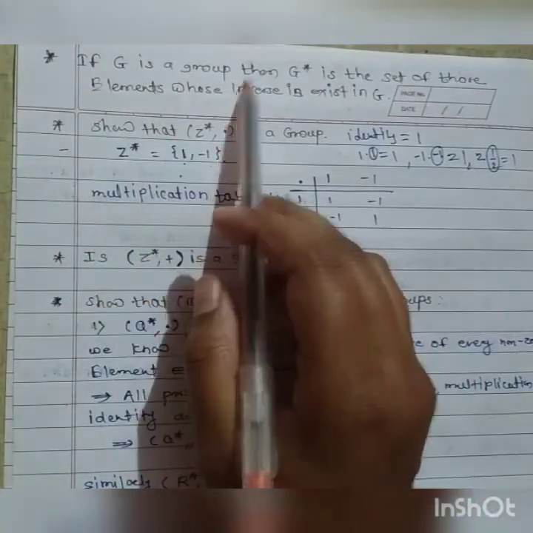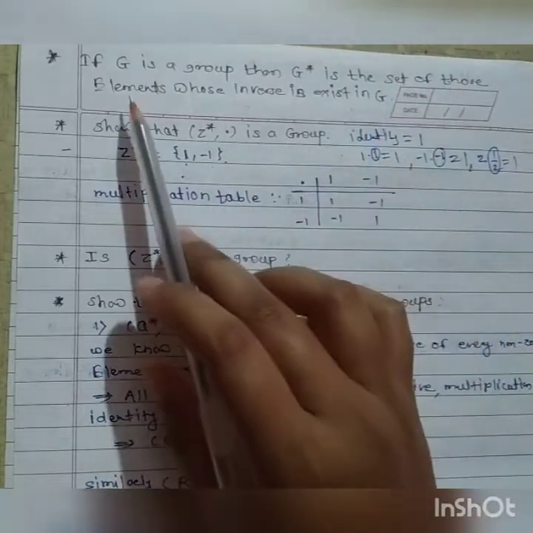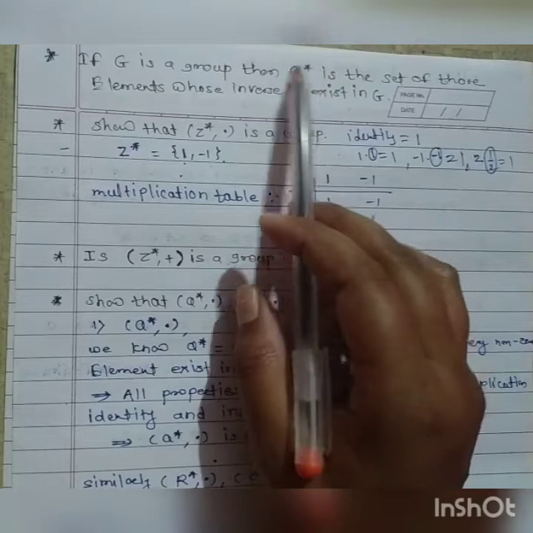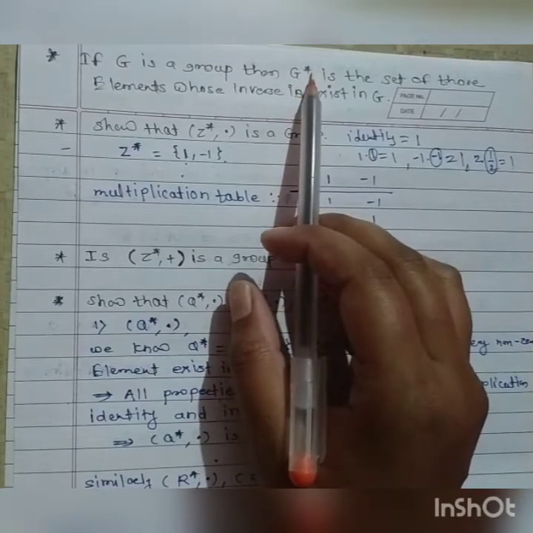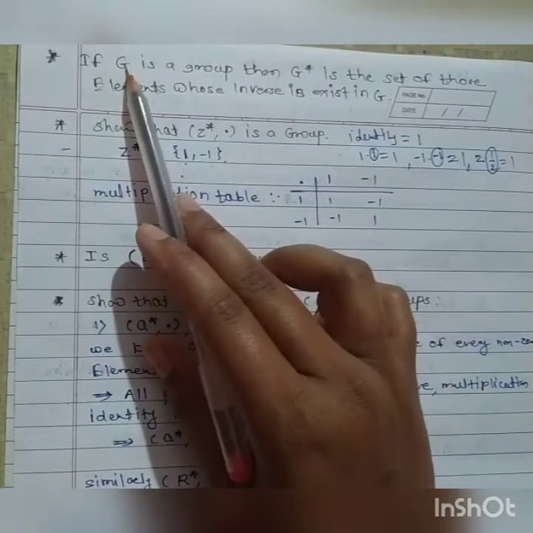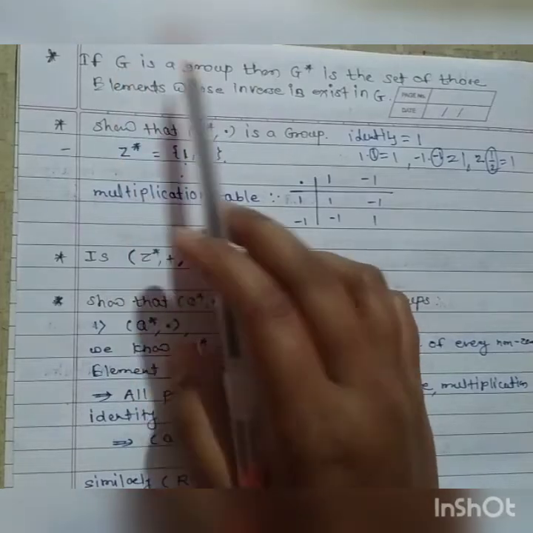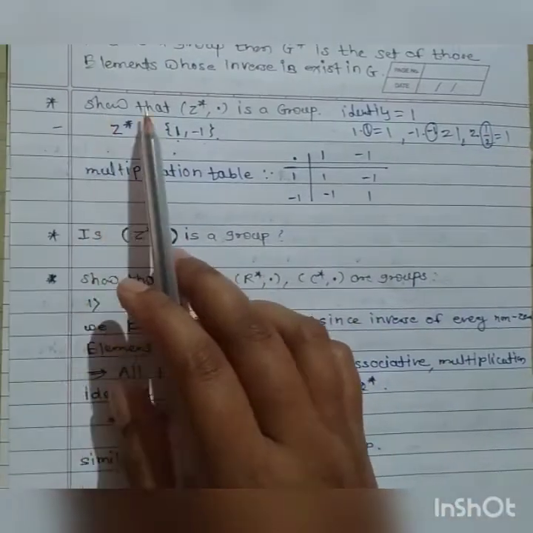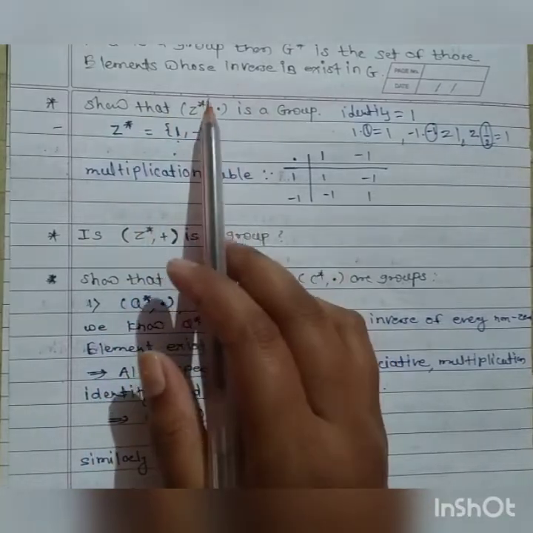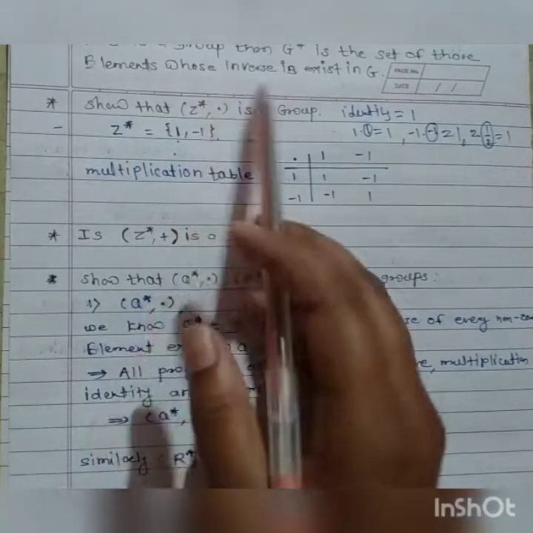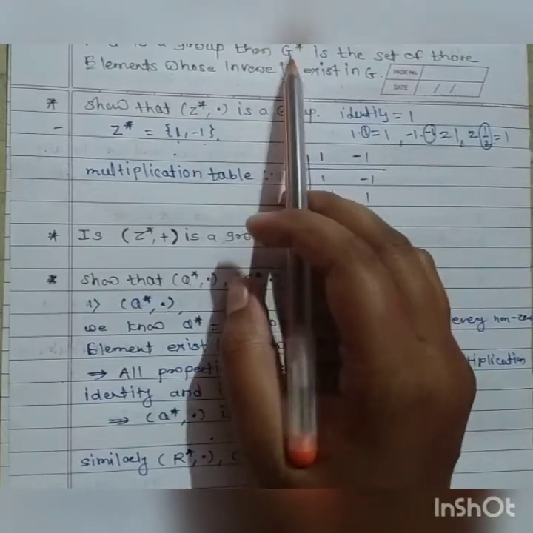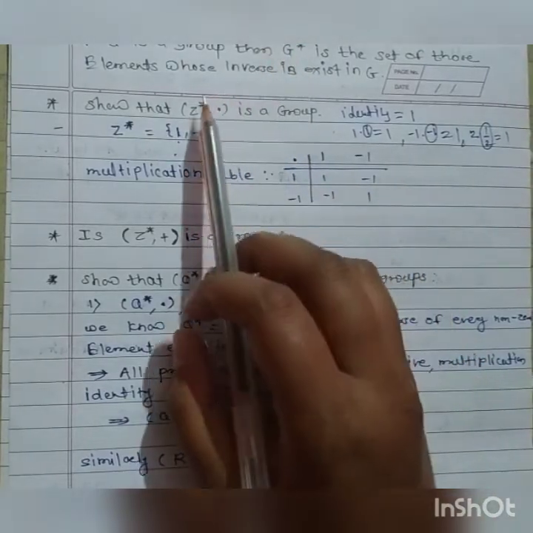Now if G is a group, then G star is the set of all those elements in G whose inverse exists in G. This G star is only a notation consisting of all those elements in group G whose inverse exists in G. Now the next is to show that Z star dot is a group. Z star here is the notation G star, the elements in the group G whose inverses exist in that group G.